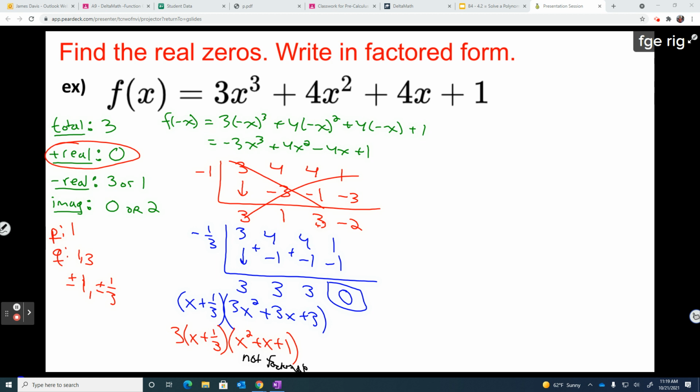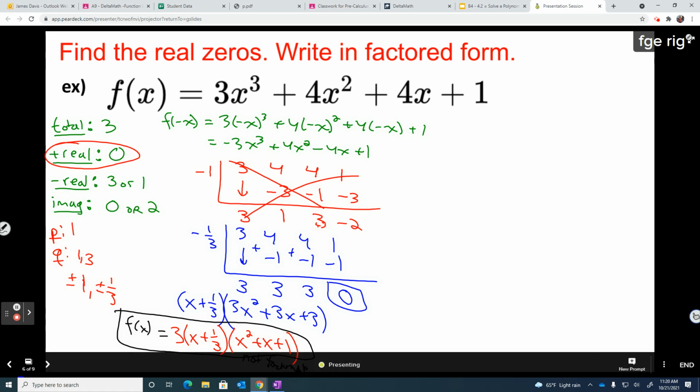Which means this is going to be our final factored form, but we haven't found the zeros yet. We still need to find the zeros, so we can't just quit there. If we can't factor something, then we have to bust out the quadratic formula.